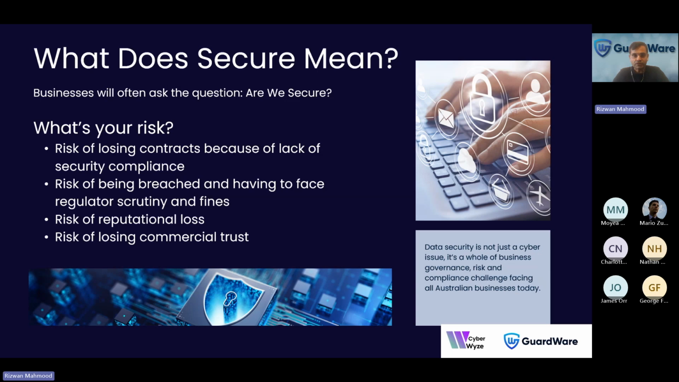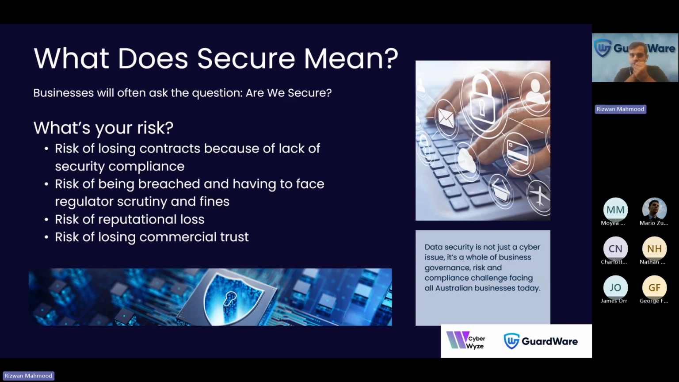Or the risk of losing commercial trust. A very good example of this happened recently in the MediSecure breach in Australia, a company that handles prescriptions. Within months, the company went under administration, basically went bust because they couldn't pay the fine. There was a major loss of reputation, and a fledgling business within months just closed down.